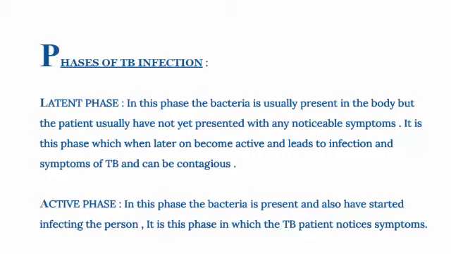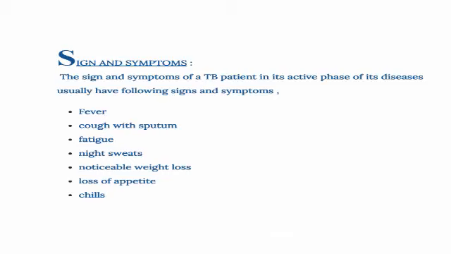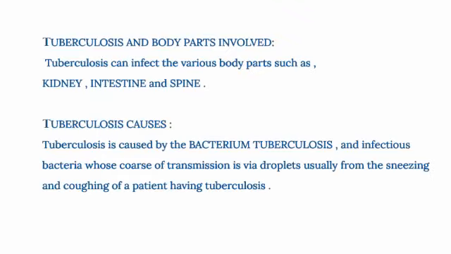Active phase: in this phase the bacteria is present and has also started infecting the person. It is in this phase that the TB patient notices symptoms. Signs and symptoms: a TB patient in the active phase of the disease usually has the following signs and symptoms: fever, cough with sputum, fatigue, night sweats, noticeable weight loss, loss of appetite, chills.